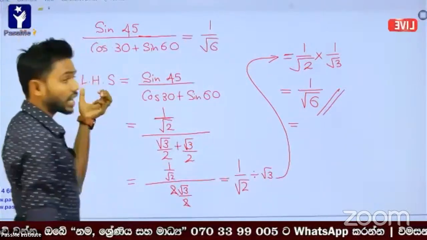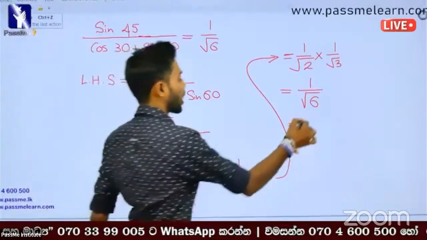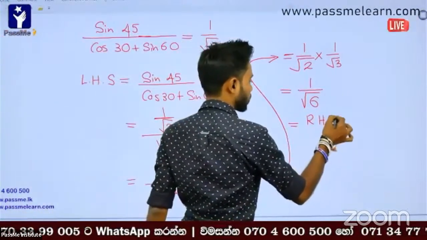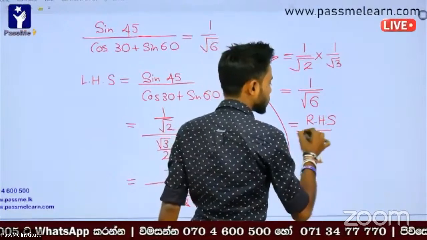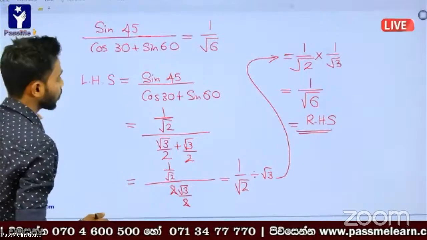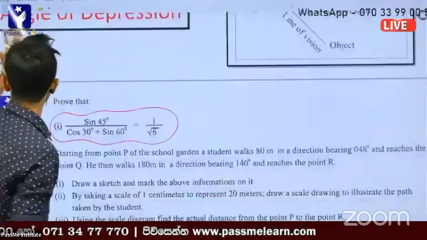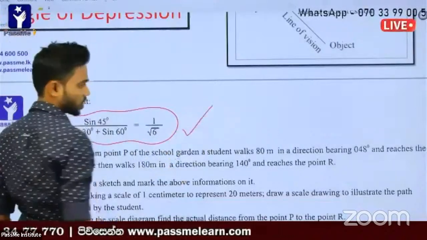Because we started with the LHS, you have to write the RHS. So that means left hand side is equal to right hand side. That means we have to prove this one. So we have completed this question.